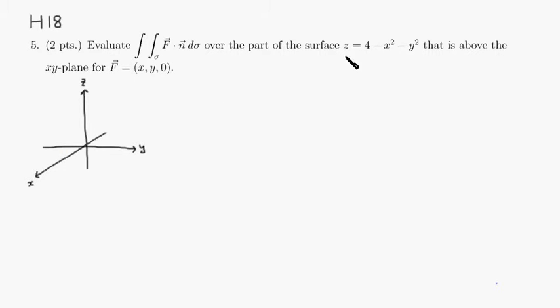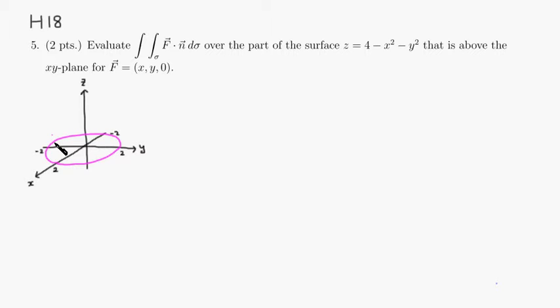On the xy plane, that means z equals 0. So that will give you x squared plus y squared equals 4. So it's just a circle with radius 2. The intersection of the surface with the xy plane is going to look like this, so that's 2 here and 2 here, and -2 there, and -2 there.